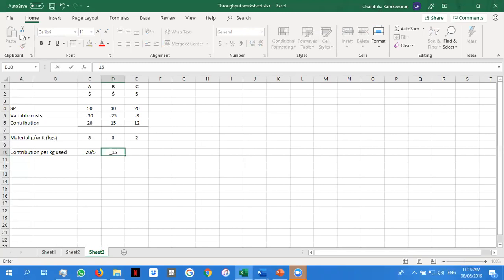Divided by 3, and 12 divided by 2. And note, this gives us 4. And this is $4, by the way. Let me emphasize that, because remember, it's $20 divided by 5 kilograms. So it's $4.